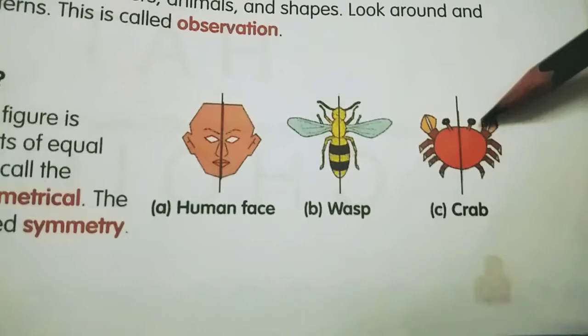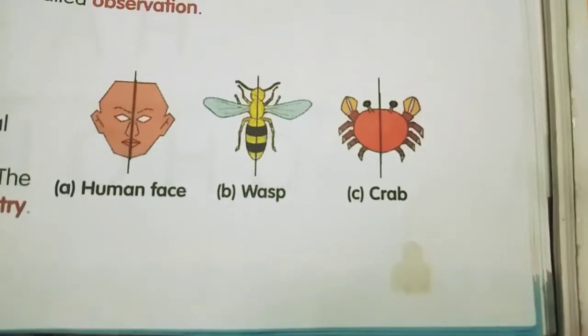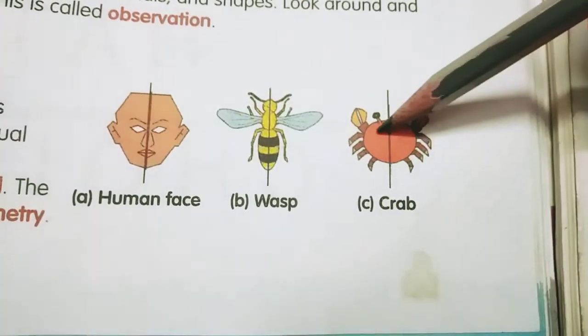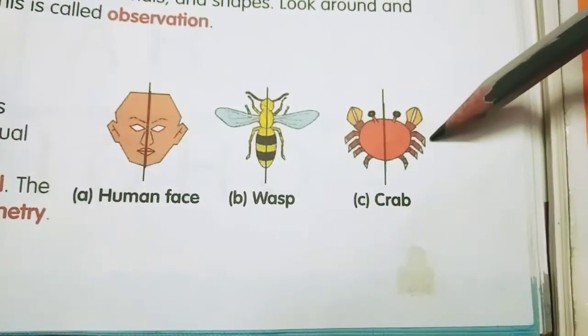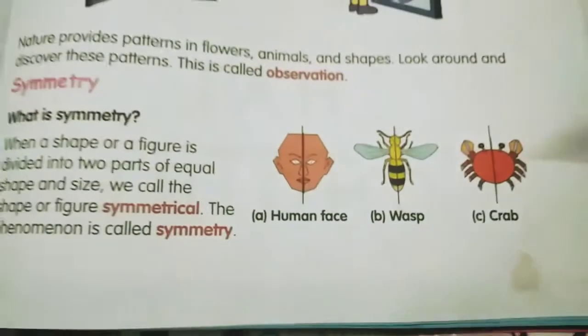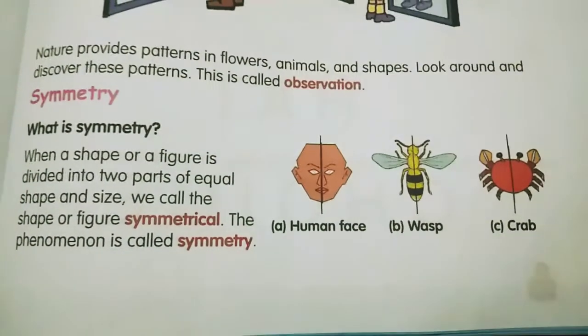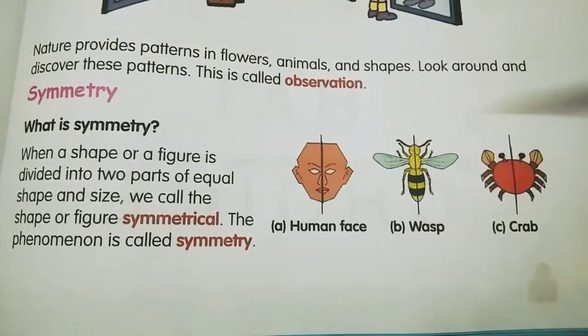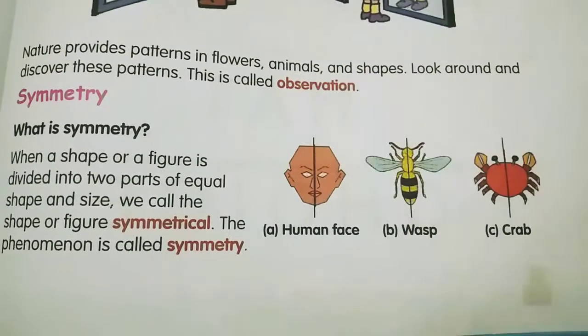Here this crab is also divided into two equal parts. You can see here by this line. Here four legs. Like this, everything is divided into equal parts. So this is called symmetry, and this phenomenon is called symmetry.